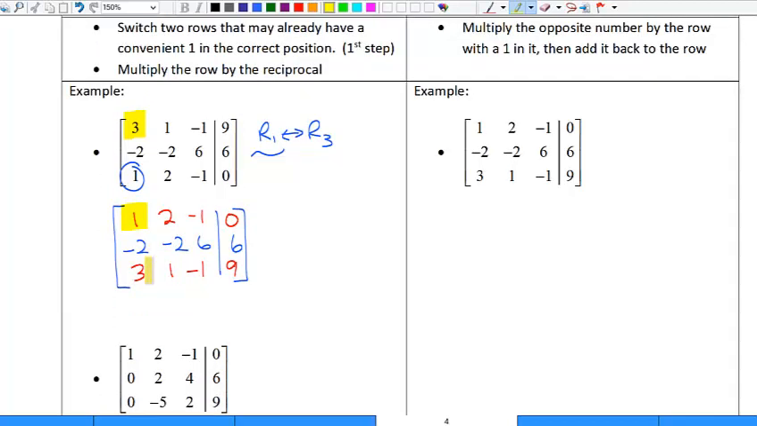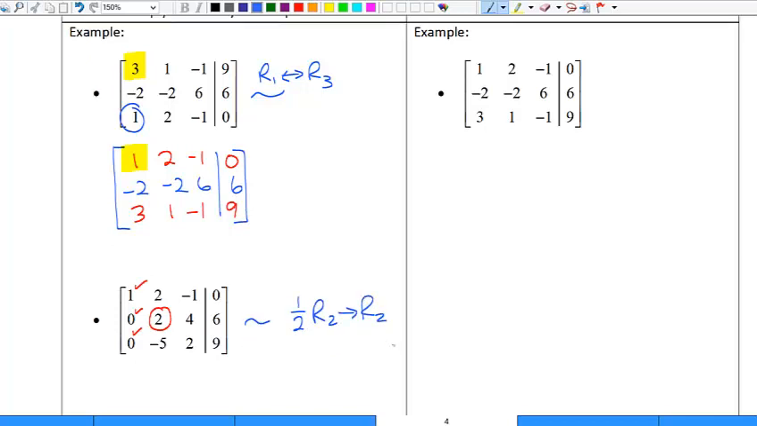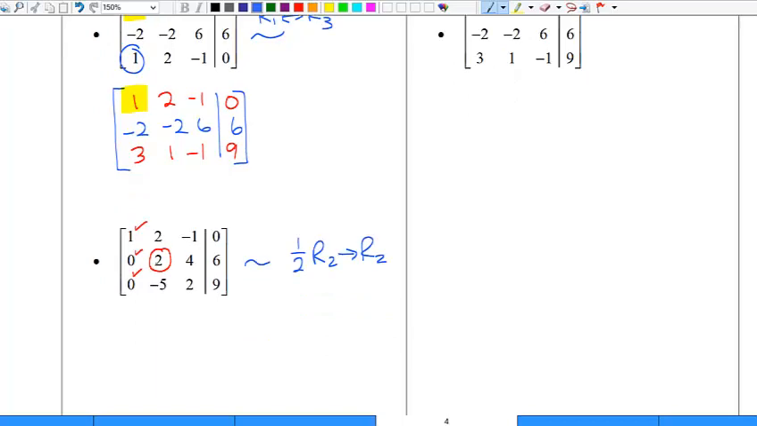The next method of getting a 1 is to multiply the row by its reciprocal. So on the second problem, I already have a 1 and I have a 0 and a 0. Yay. So what I'm trying to do is get a 1 where there's a 2. And I don't want a 2 there. I want it to be a 1. So in order to get this to be a 1, I could take the reciprocal of 2, which is a half, 1 over 2, multiply it by the row, and put it back into the row. That will successfully get me a 1 instead of a 2 in the second row in the second column.